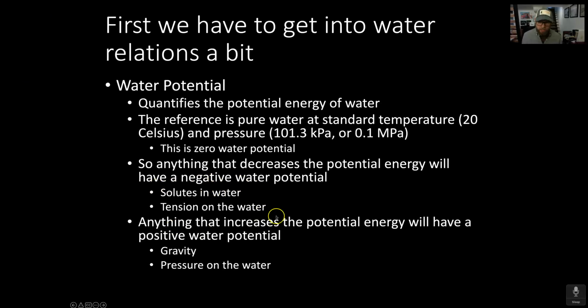Things that decrease the potential energy of water include adding solutes into that water. Remember, our reference is pure water. If we add molecules, like salt or sugar, into that water, those molecules are going to interact with the water molecules and reduce their movement, thus reducing the potential energy of that water. Also, if we were to put tension on that water, or a vacuum, remember, water molecules are adhering to each other.